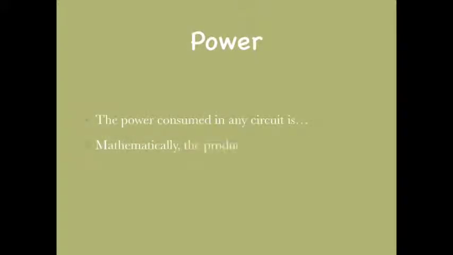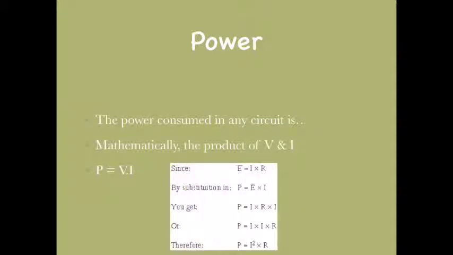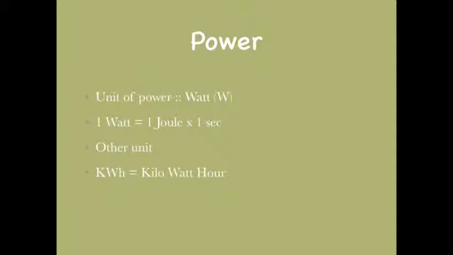The power consumed in any circuit is mathematically the product of V and I. Okay? So there are many other equations which can be simply obtained by substitution. The unit of power is the watt, W. 1 watt equals 1 joule per second. Another unit of power is the kilowatt hour. 1 kilowatt hour equals 746 watts.